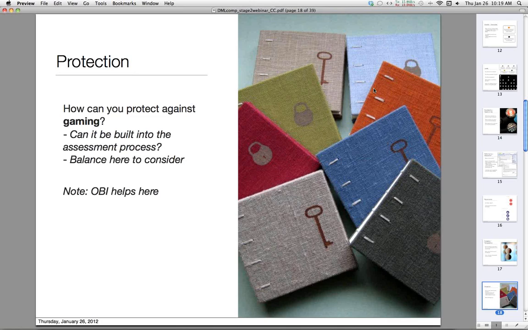So the Open Badge infrastructure helps with some of the gaming, but please try to take that into account. If your badges start to develop a huge amount of value, then there's going to be an increased desire to game that badge system. And that's perfectly okay. It means you're doing really well. But at the same time, if there are aspects you can build into the badge system so that that happens less frequently, that's a fantastic thing to think about.